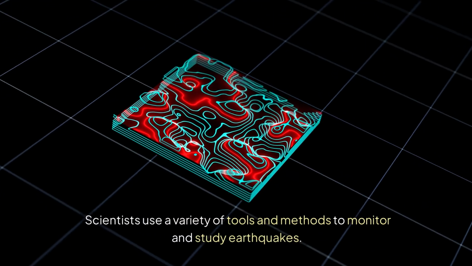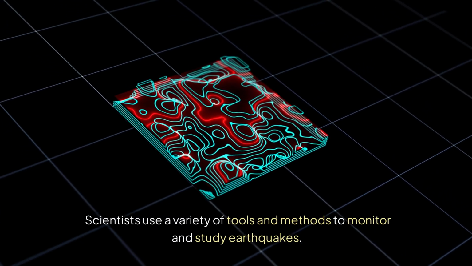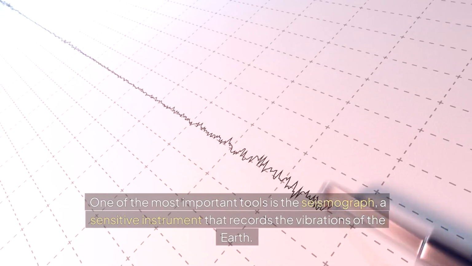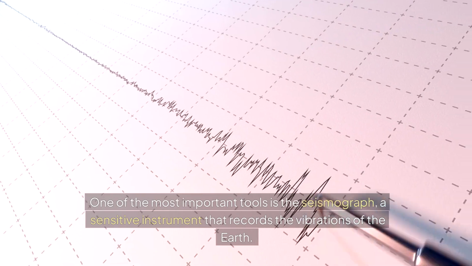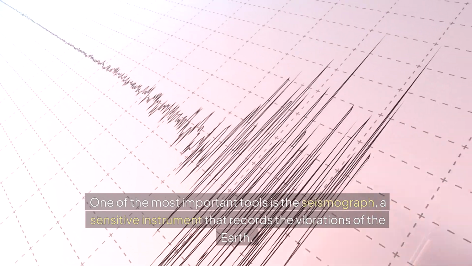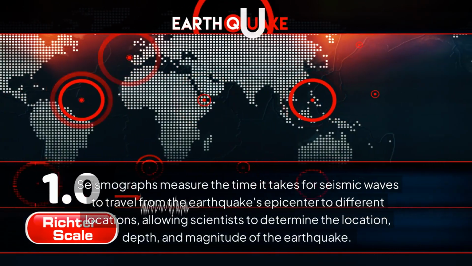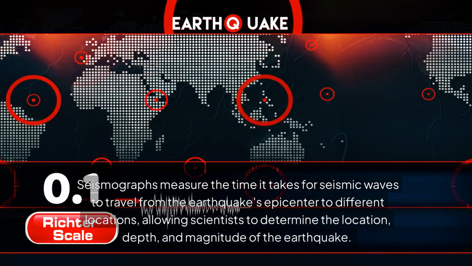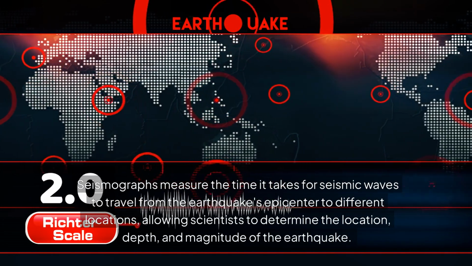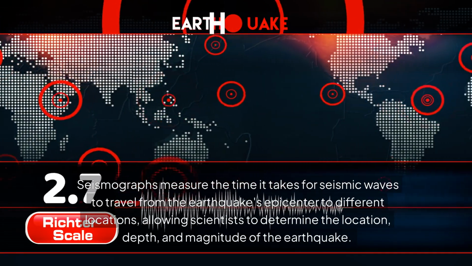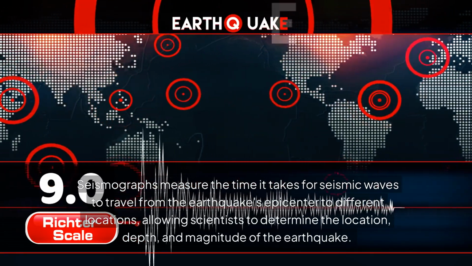Scientists use a variety of tools and methods to monitor and study earthquakes. One of the most important tools is the seismograph, a sensitive instrument that records the vibrations of the Earth. Seismographs measure the time it takes for seismic waves to travel from the earthquake's epicenter to different locations, allowing scientists to determine the location, depth, and magnitude of the earthquake.